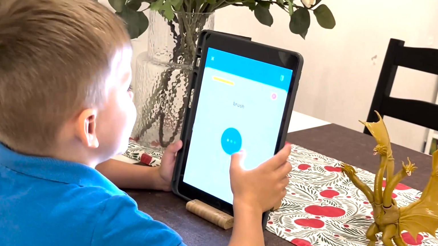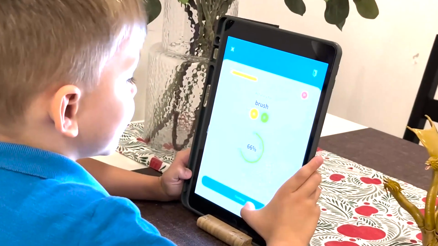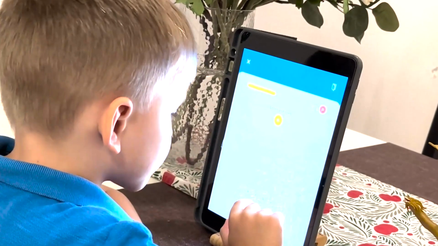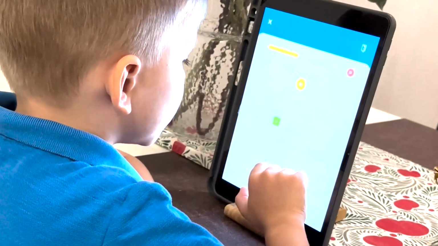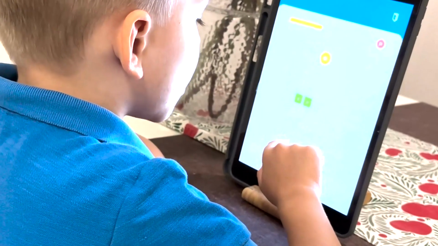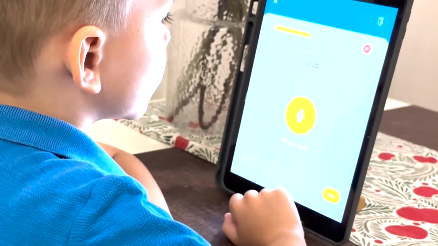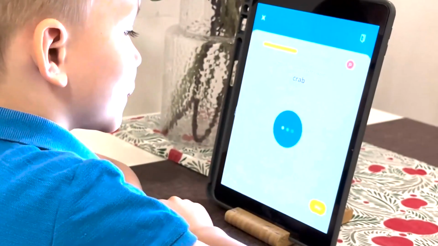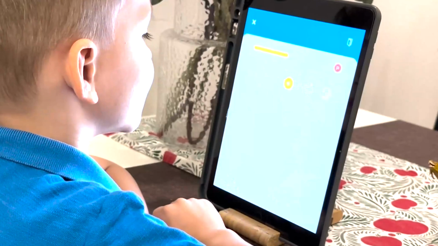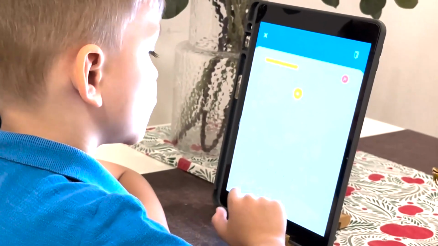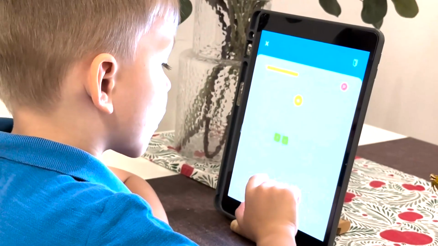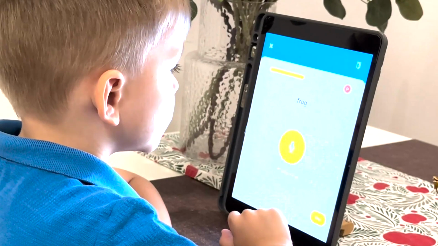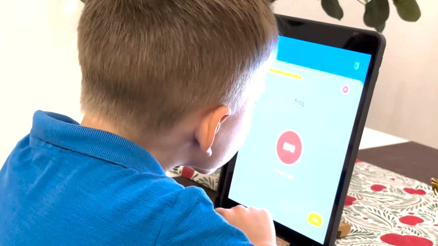Brush. Brush. Crab. Crab. Crab. Frog. Frog.